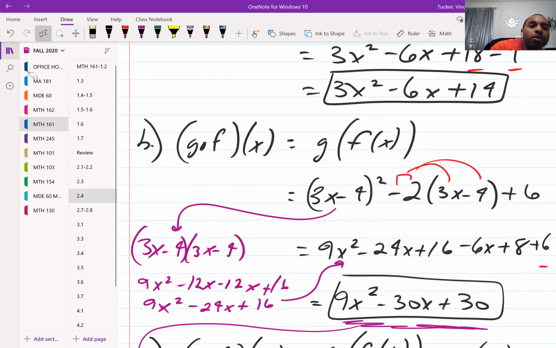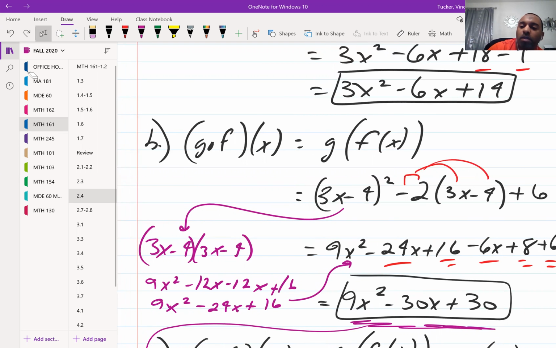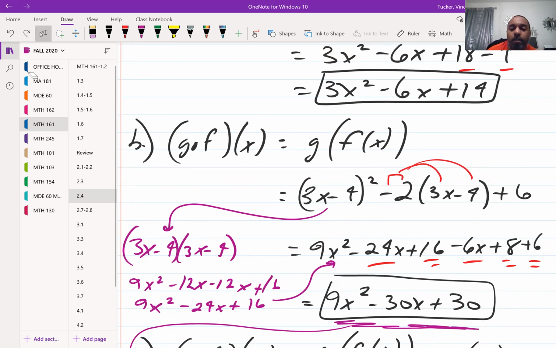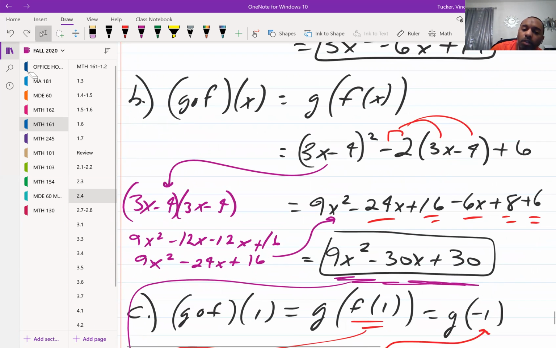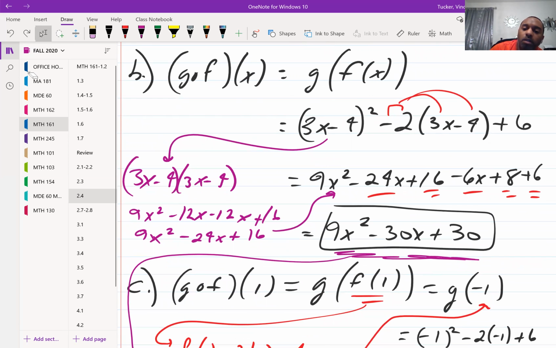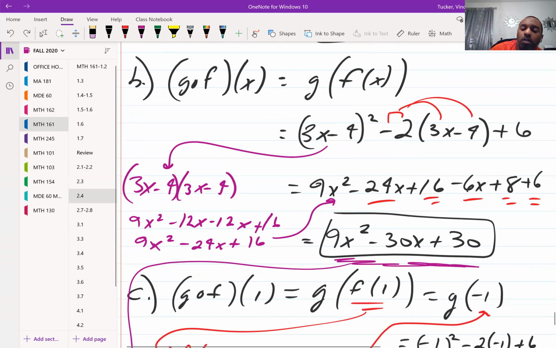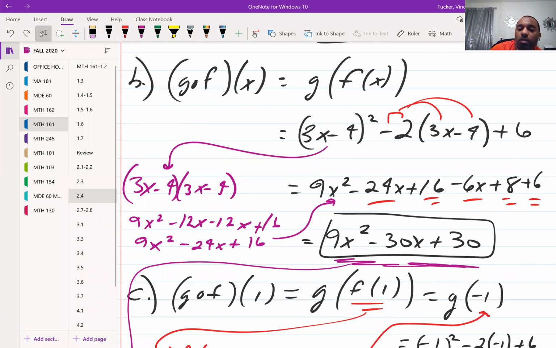Combine your like terms. So we have that negative 24x and a negative 6x will give us negative 30x, 16, 8, and 6 will give us 30. So they give us the expression of 9x squared minus 30x plus 30. So before we look at C, questions, any questions?